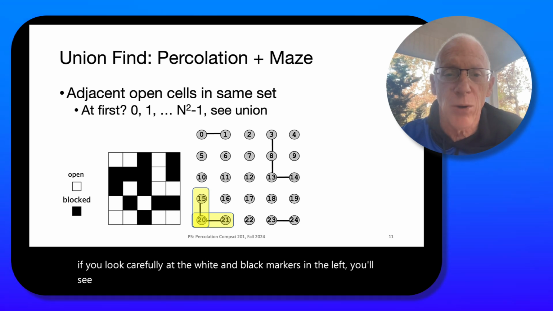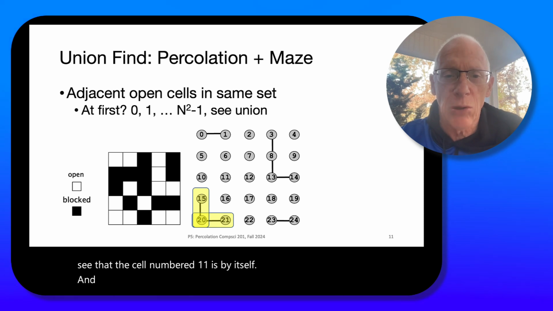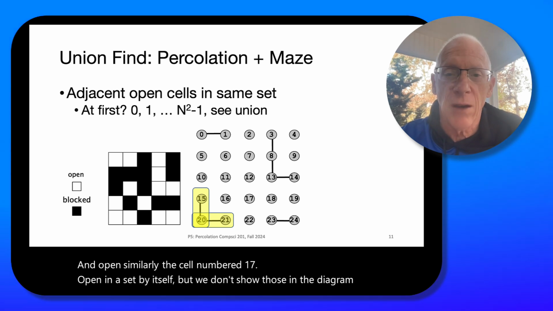Now, if you look carefully at the white and black markers on the left, you'll see that the cell numbered 11 is by itself and open. Similarly, the cell numbered 17 is open in a set by itself. But we don't show those in the diagram because they're by themselves.